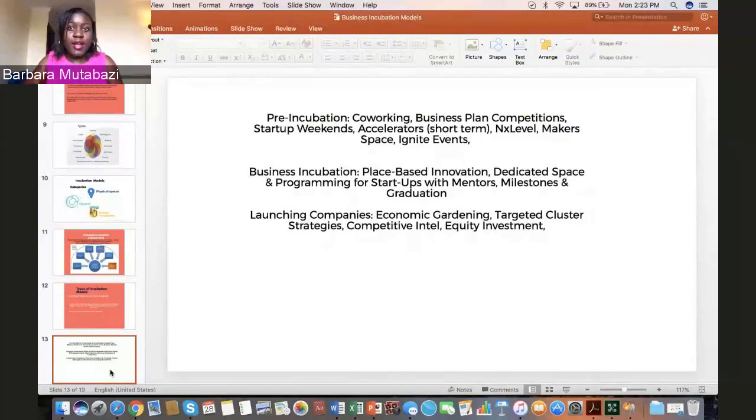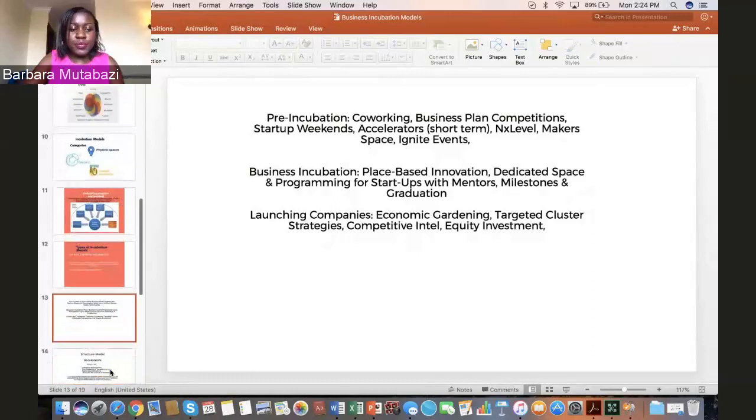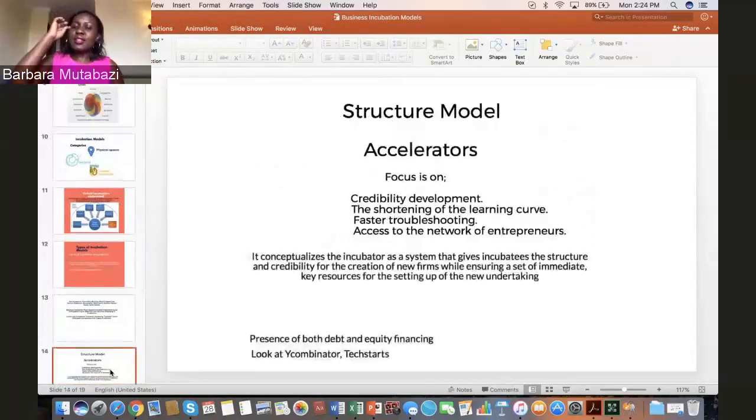So you are an investor yourself as an incubator. Then there's the structure models, where we're now looking at accelerators. So you're basically helping them create credibility. Like I said at the start, depending on the stage, whether they're in pre-incubation, growth stage, or post-incubation, you might create an accelerator. I'll look at accelerators like Unreasonable East Africa.